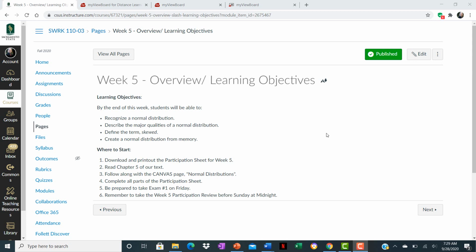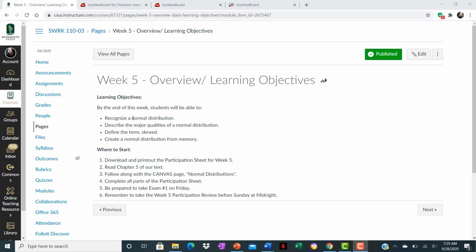Right now I'm looking at the overview and learning objectives, which you can find on the Canvas page for our class. Of course, this week is going to be all about normal distributions, which are very important for us because throughout the remainder of the semester, in terms of inferential statistics, there's always going to be something that has to do with normal distributions. Inferential statistics are largely based on normal distributions.